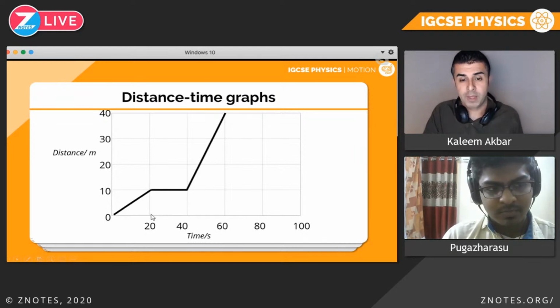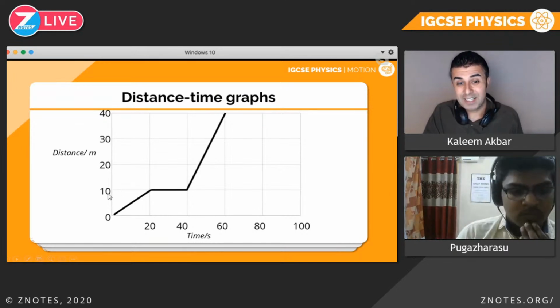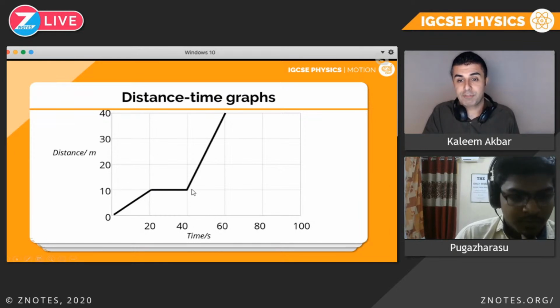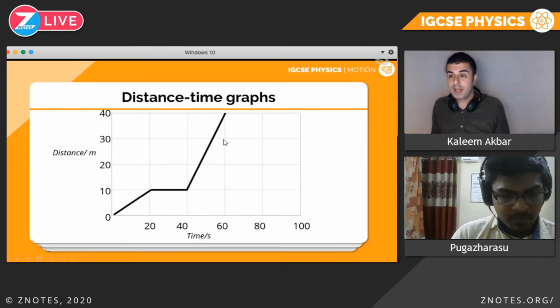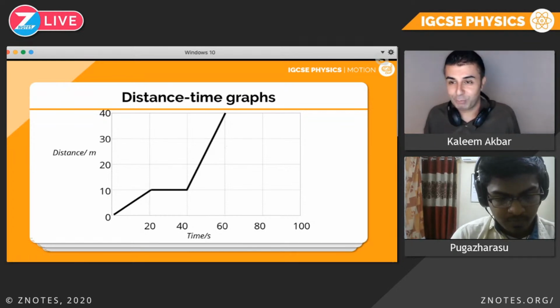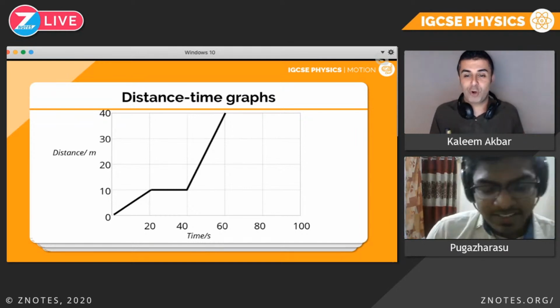Think about it. At 20 seconds, the object had moved 10 meters. At 21 seconds, 22, 23, 24, all the way to 40, it still only moved 10 meters. So it's not moving. Then from 40 to 60 seconds, it's moved 30 meters. I've got you again, Pugs. I don't know why I lost you before. Do you have any ideas how to calculate the speed then between 40 and 60 seconds?